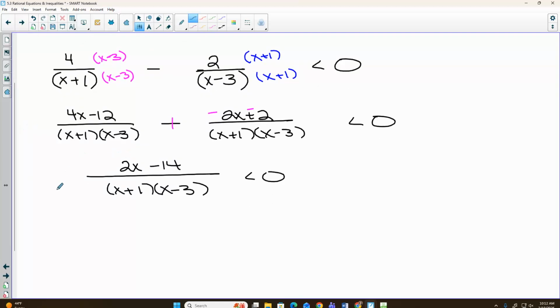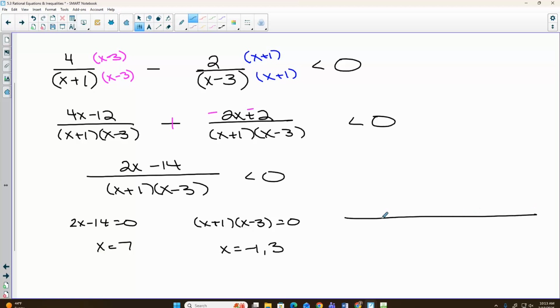All right, now what? I have a fraction on one side, 0 on the other. Top and bottom equal to 0. If we set the top equal to 0, we get 7. The bottom, we get both negative 1 and 3. So on my sign line, I have more points this time. We have to put all 3 of them. Negative 1, 3, and 7. This is like a rational inequality that had multiple vertical asymptotes. So we need more test points.